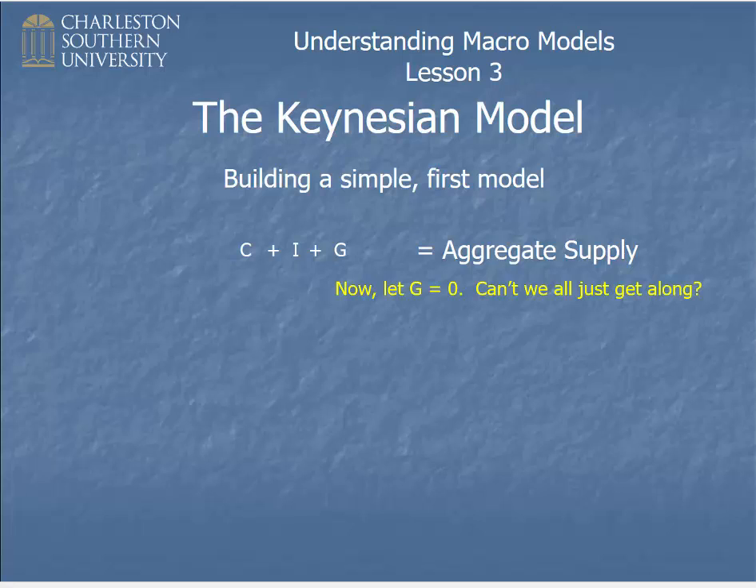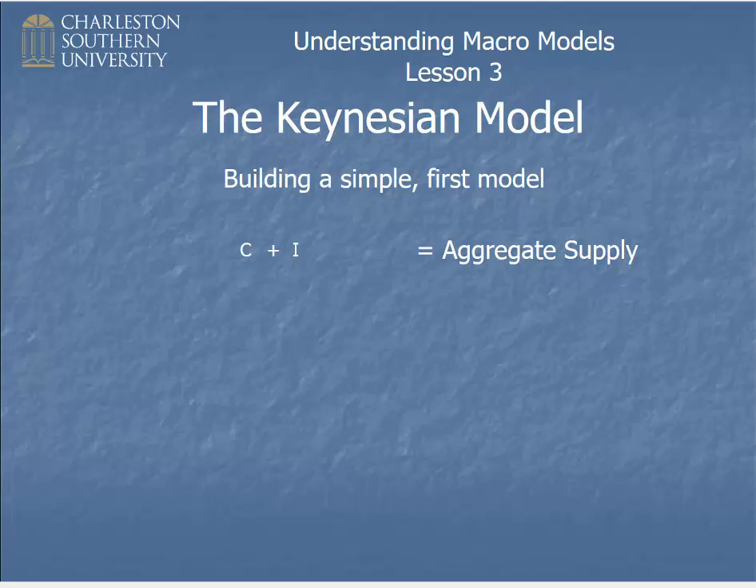Similarly, in this very simple model, let's let government spending be 0. Like, let's just imagine some imaginary world where we all get along with each other and we don't need government. We just live neighbor to neighbor. We live in peace. Wouldn't that be nice? So in this kind of simple world, let government spending be 0, so that term disappears.